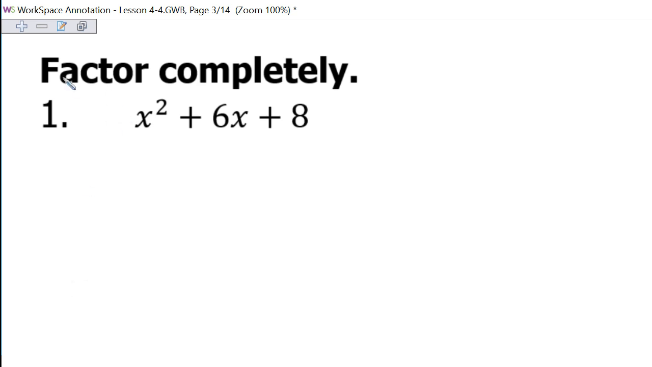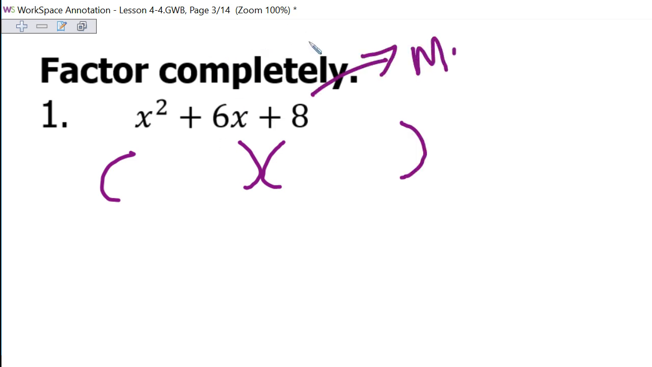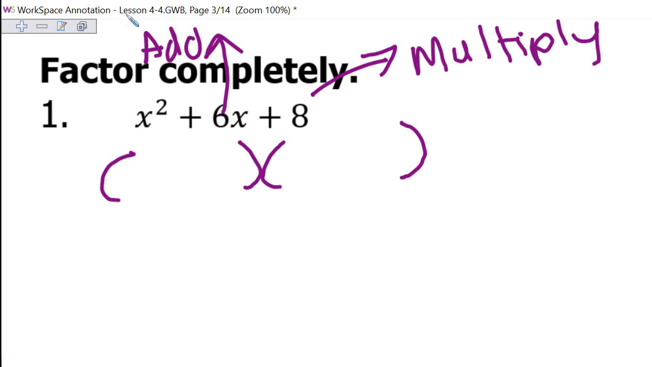Now, when you're factoring, your goal is to figure out what two things were multiplied to give you the polynomial. So notice we have a trinomial. And today our answers will be two binomials. And your goal, you want to figure out what two numbers multiply to the constant and add to the middle coefficient. So that is our goal. What multiplies to 8 and adds to 6.